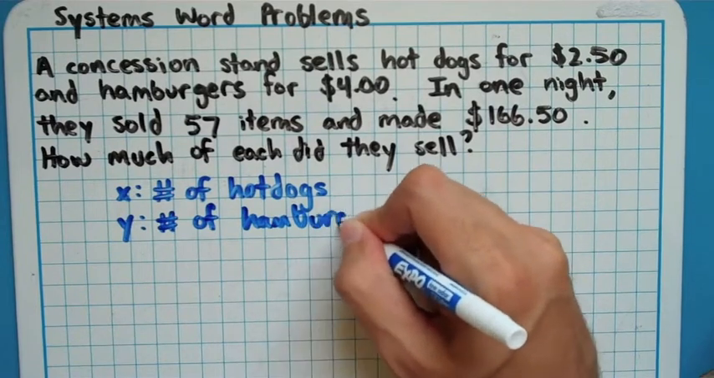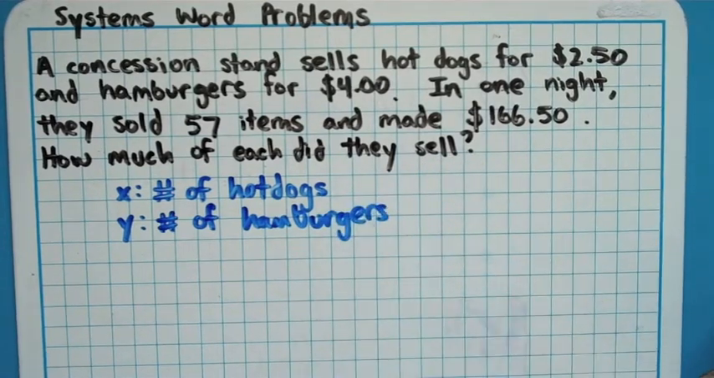So, since we have two variables in this problem that we don't know, x or y, we need a system. If you have two variables, you will need two equations to be able to do the problem. If we had three variables, we would need three equations.